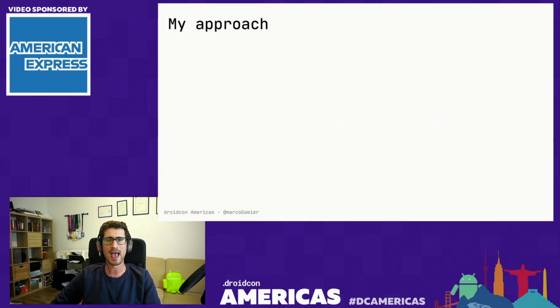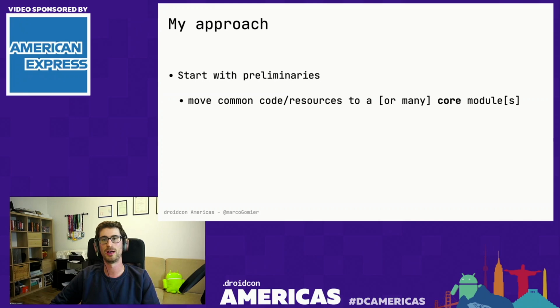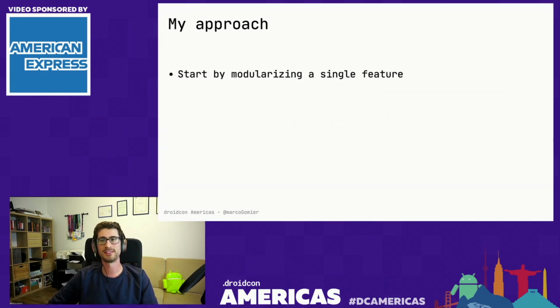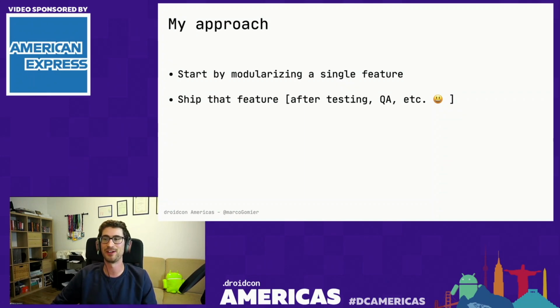I suggest you first start, of course, with studying and deciding the architecture. And after that, you can start with preliminaries. So you can create some common code, some common libraries to be used by the different features. Then you can set up the navigation between the features, and every other thing that you have to do to make your project work. Then start by modularizing a single feature, and after modularizing that feature, ship it, of course, after QA, testing, etc. In this way, you can validate the process, you can validate the approach, and you are sure that this solution is right for you. After that, you can start modularizing more and more features until you have modularized all your application.